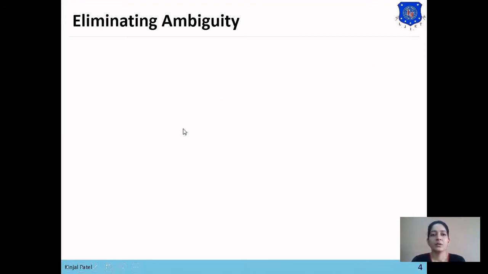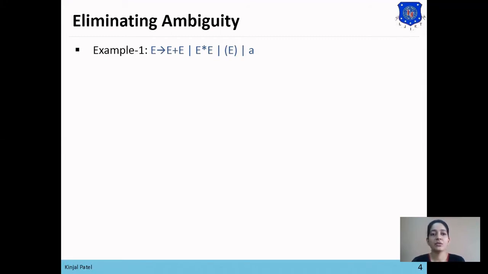Now we'll take one example and try to remove the ambiguity from an ambiguous grammar. So here you can see the example. We have already seen in the previous video that this grammar is ambiguous because the rule of associativity and the rule of precedence is not maintained in this grammar.